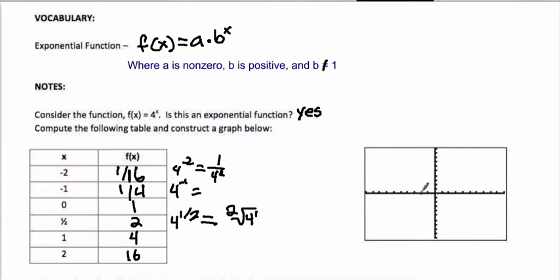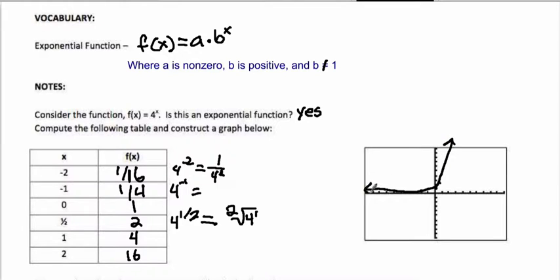Okay, so let's graph some points over here. At -2, we are at 1/16, so we're really, really close to the x-axis there. At -1, we're at 1/4. At 0, we're at 1. At 1/2, we're at 2. And then at 1, we're at 4. At 2, we're way up here. You can see this is growing. It is never going to cross the x-axis, and then it's going to shoot up like this.